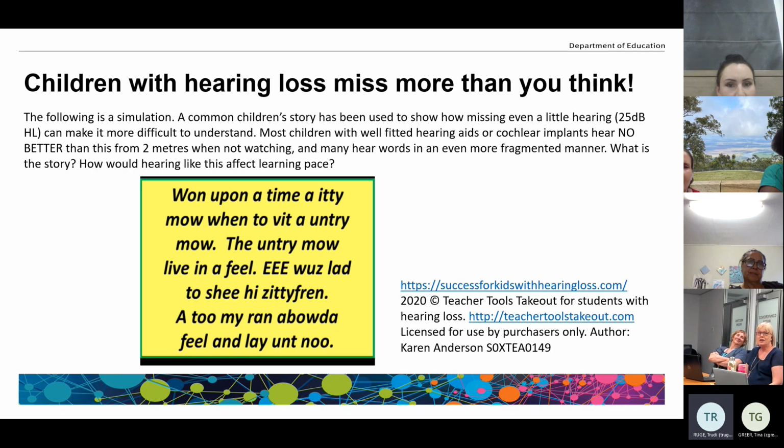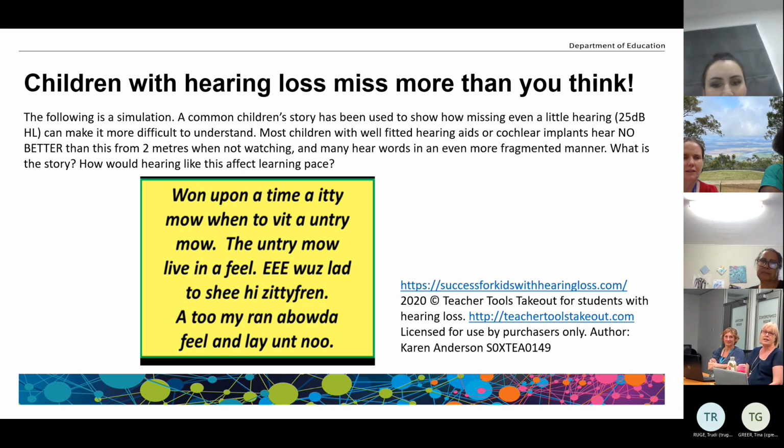Once upon a time, a city mouse went to visit a country mouse. The country mouse lived in a field. He was glad to see his city friend. The 2 mice ran about the field and played until noon.